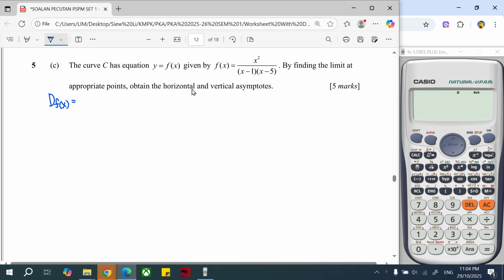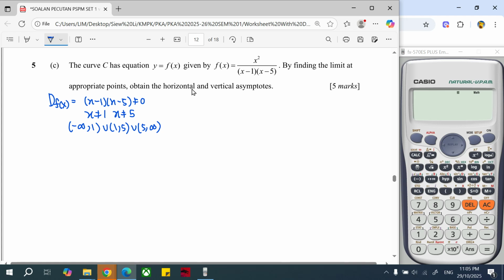Domain will be looking at your function. What is the characteristic you have here? It is a rational function. So for sure, the denominator cannot equal 0. So x cannot equal 1, x cannot equal 5. Therefore, our domain will start from negative infinity until 1, then 1 until 5, then 5 until infinity. So this is the interval where we will have our graph. That is the domain.